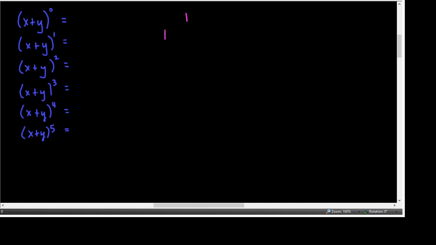So that's 1x plus 1y. Like I said, I'm writing this in a particular weird form for something I'm wanting you to notice. Of course, that would simplify to be x plus y, but that's not what I'm hoping for you to look at.